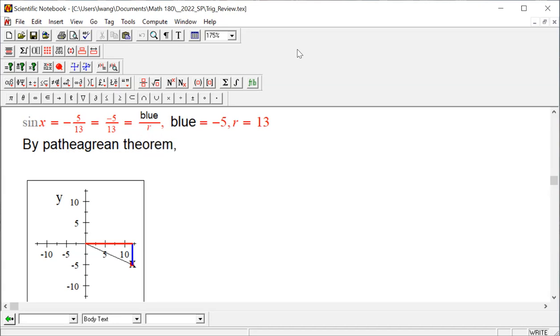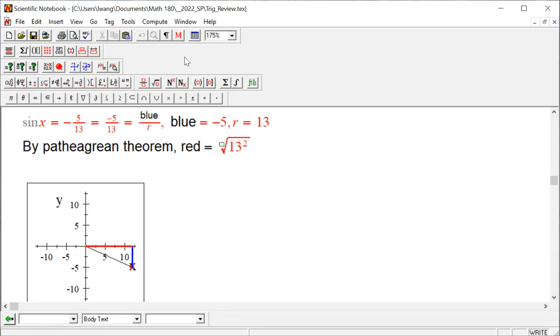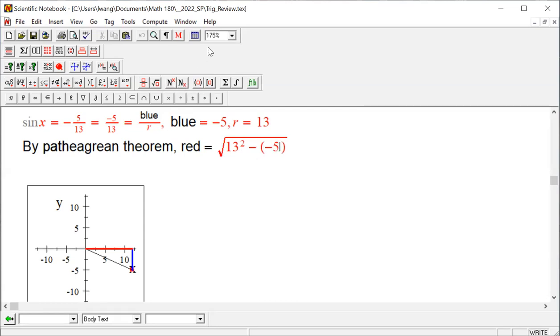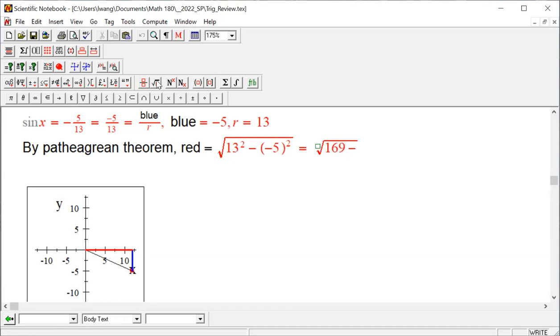the red equals the square root of 13 squared minus -5 squared. The red is going to be positive because the terminal is in the fourth quadrant, right? So here we get 169 minus 25. So that's going to be root 144. Root 144 is 12. If you need to know how to calculate it, calculate it once and you get it.